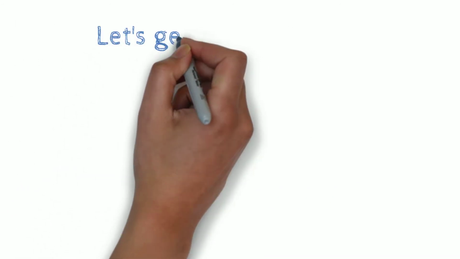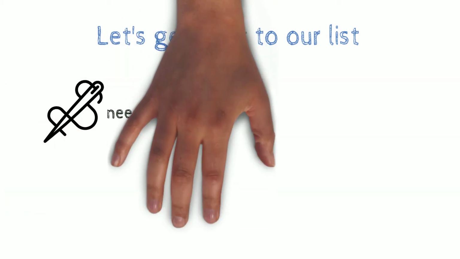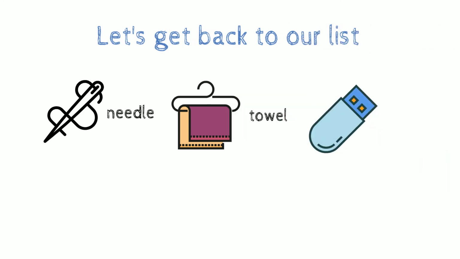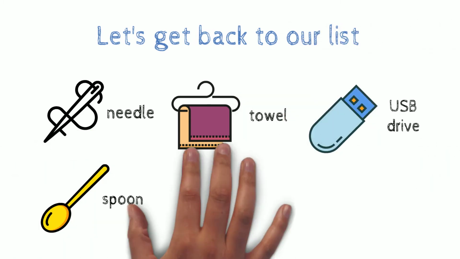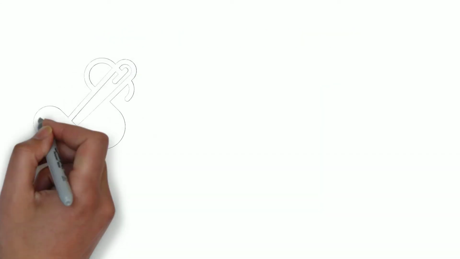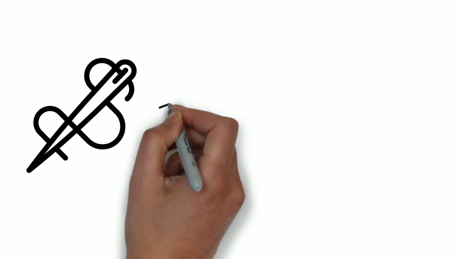I'll show you how to memorize these 6 things using your imagination. It's easy, it's fun, and best of all, you'll remember this list for a while. So we have a needle, a towel, a USB drive, a spoon, a shampoo bottle, and a blanket. Here's how it works. Associate the first item to the second one.